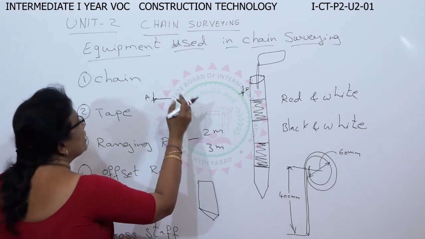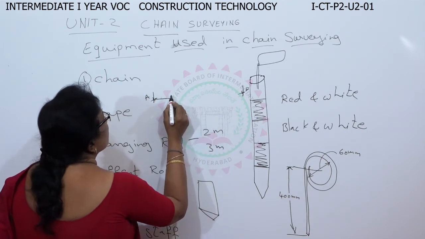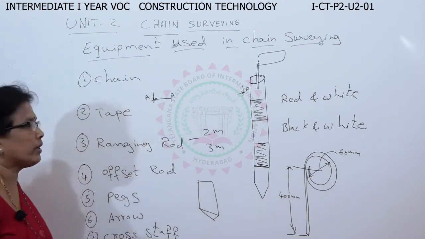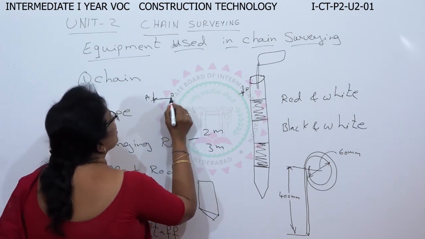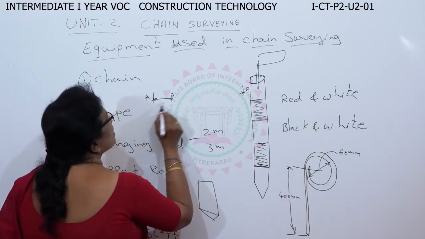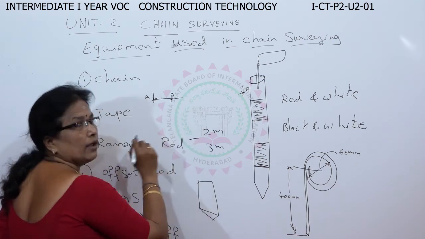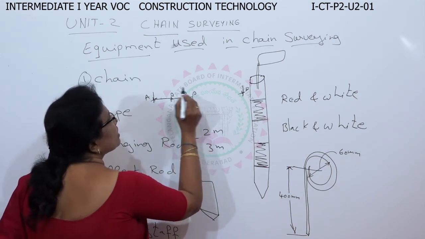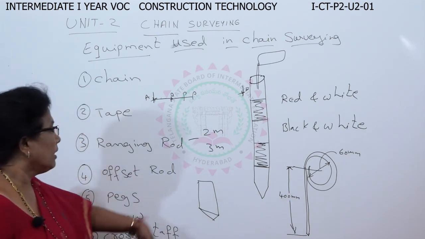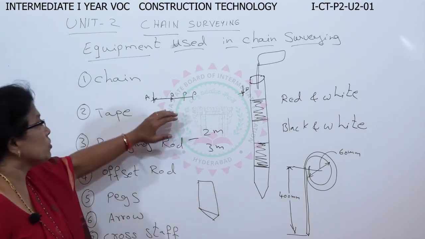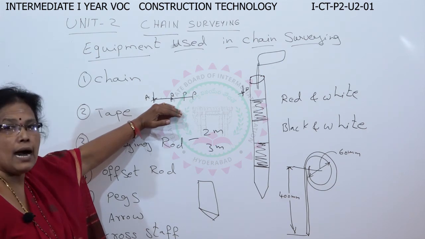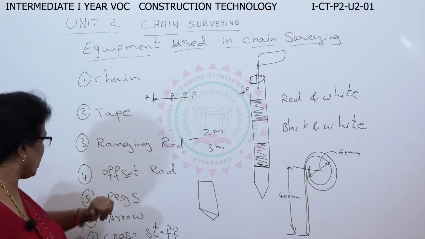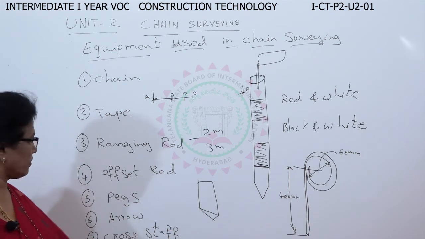So before taking this chain forward, we will place one arrow here. Then again the chain is pulled. The starting point of the chain is pulled till here and it is continued. Like this, again you will be measuring the distances. So the arrow is used to mark the end of the chain.